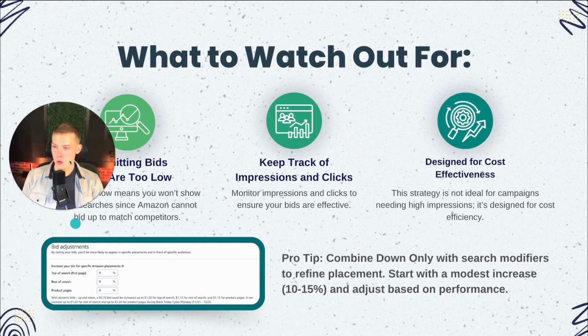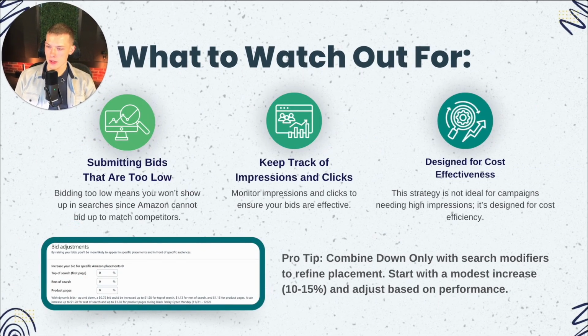What to watch out for with your down-only bidding campaigns. Submitting bids that are too low. If you set your bids at like 50 cents, chances are that you're not going to show up at all, because Amazon cannot increase the bid. They can only decrease it. So if all of your competitors are bidding $1 and you're bidding 50 cents, you're not going to show up for those searches.